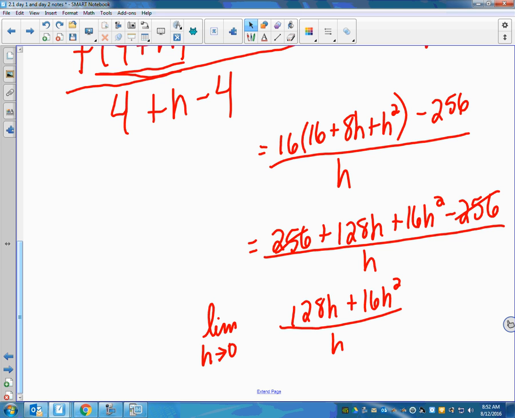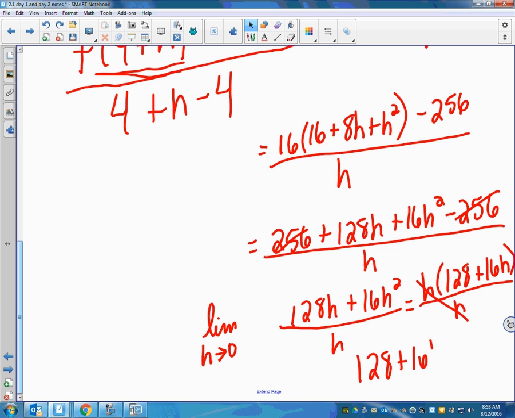But basically, it means what happens as h gets closer and closer. And that chart showed us what's happening. Algebraically, if we can just plug 0 in here, then we can see what happens. But can I just plug 0 in for h right now? Because h is in the bottom. But this is where algebra is helpful. Can I factor an h out on the top? If I factor an h out, I get 128 plus 16h. And those h's cancel out. So I'm left with 128 plus 16h.